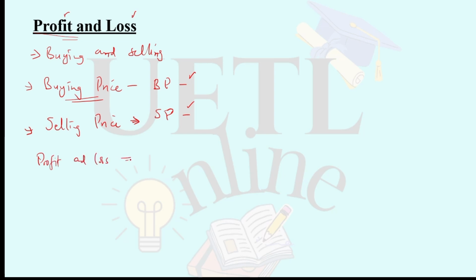Now let's talk about profit and loss. Profit and loss is the difference between these two. If you say selling price minus buying price, you are going to get your profit. This only happens when the selling price is more than the buying price. When you buy something for $20, then resell it at $25, if you subtract this from this, you have a $5 profit.